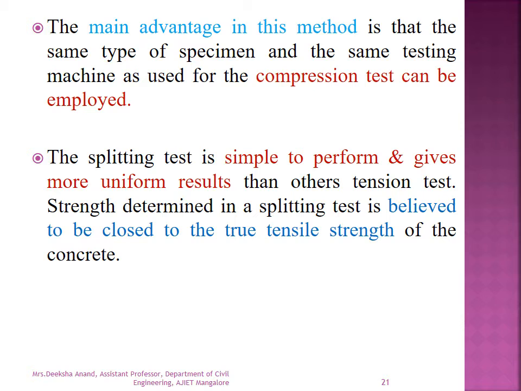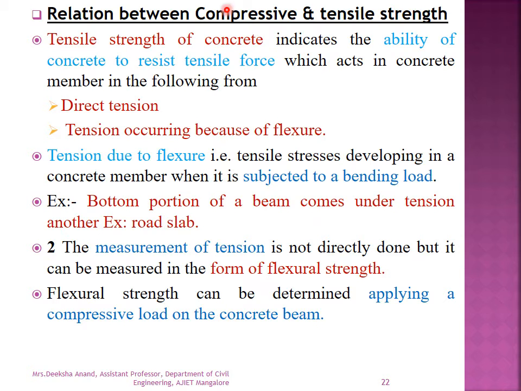So the main advantage of this method is that the same type of specimen and the same testing machine used for the compression test can be employed. Next is the relationship between the compressive and the tensile strength. So what is compressive strength and what is tensile strength? Before going to compressive strength and tensile strength, we should know the properties of compression as well as tension.